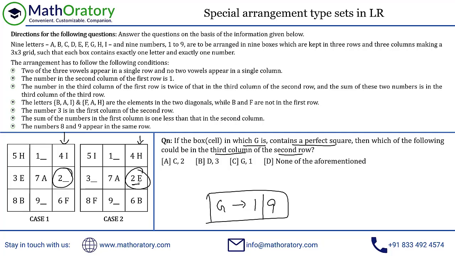So we could have an E2 that is fixed, but here we don't know. We can have a C or a D along with the 2. But the question is looking for which of the following could be. So option A should be the answer. Let's look into the next one.